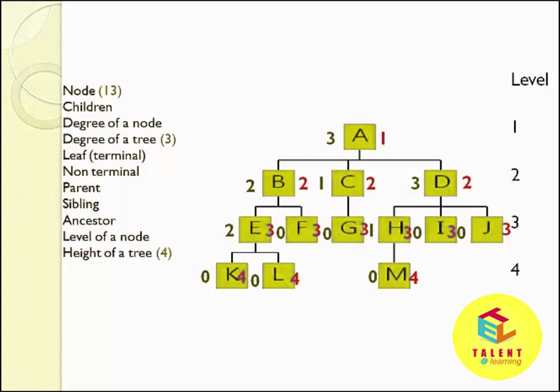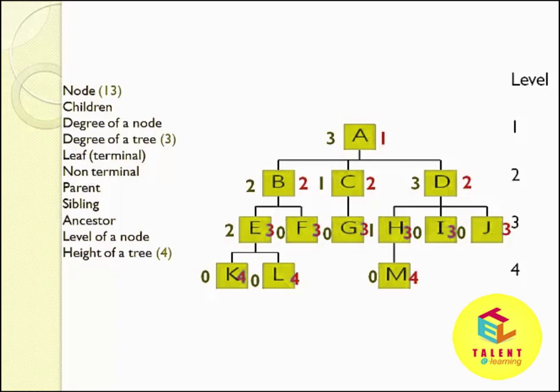Siblings. Siblings have same parent. Here B, C and D have same parent A, so B, C and D are siblings of each other. Ancestor. Here A is the ancestor of every other node. Similarly, B is the ancestor of E, F, K and L.